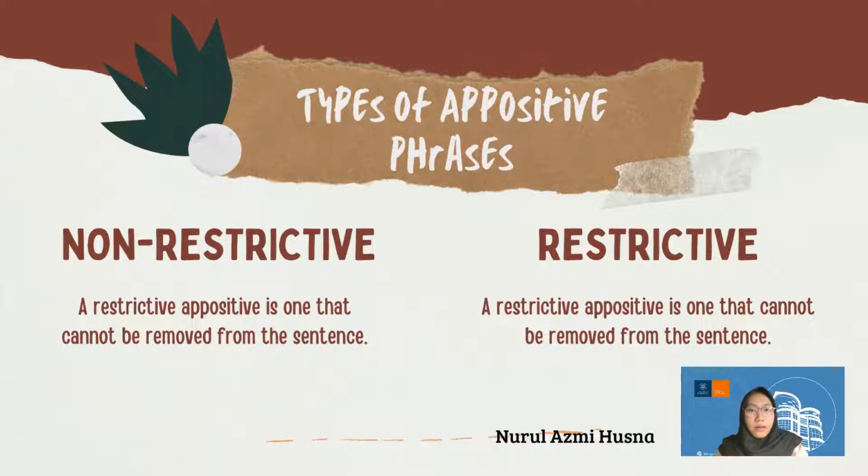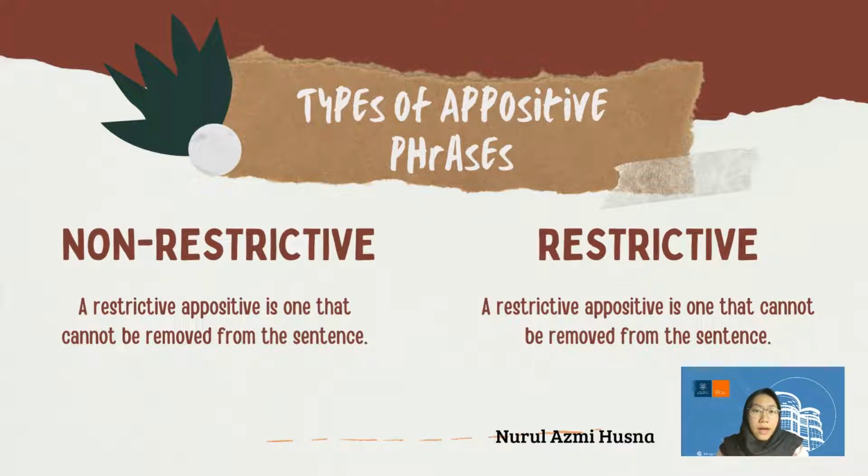Okay, now we're going to talk about types of appositive phrases. Most appositives and appositive phrases are non-restrictive. That is, they can be removed from the sentence and the sentence will still be grammatically correct. An appositive noun or phrase is non-restrictive if we know exactly who the writer is referring to when the appositive is removed. Non-restrictive appositives simply add extra information and they need commas around them.